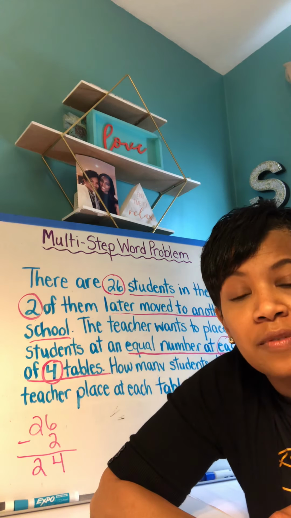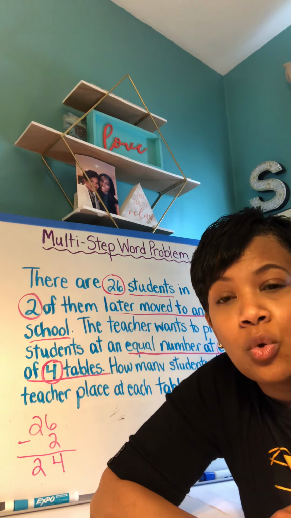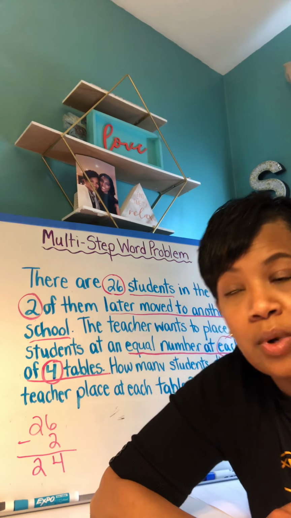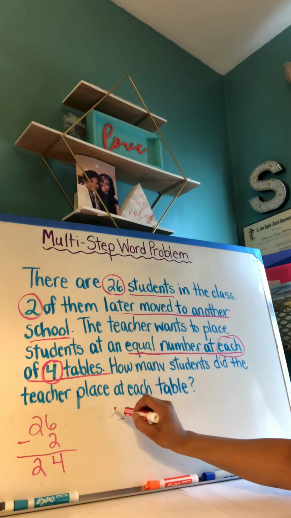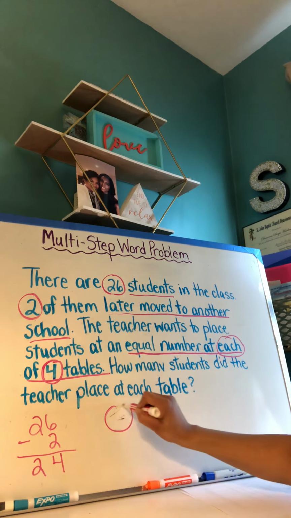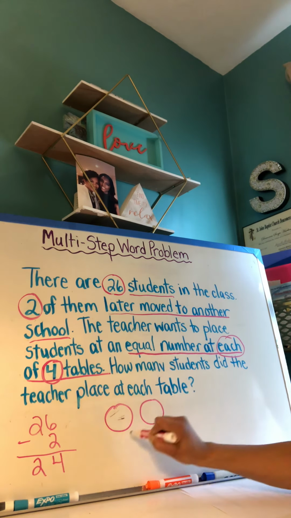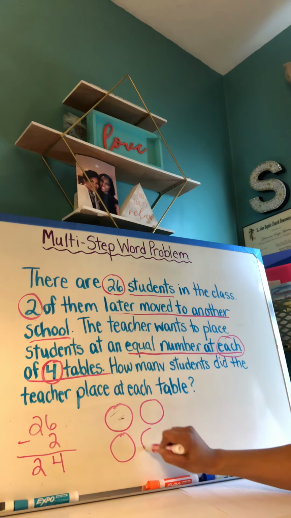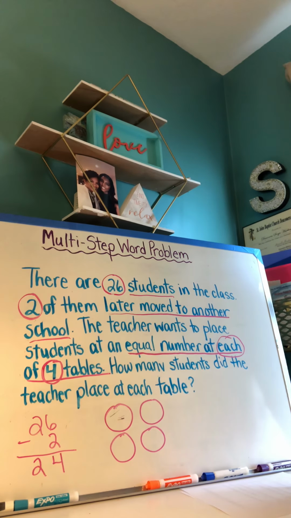So we can divide. Now, before I show a division equation, we can make a model or a picture to represent that. So I'm going to make 4 circles. Those will represent the 4 tables. And I'm going to keep counting and putting one person at each table until I get to what number?